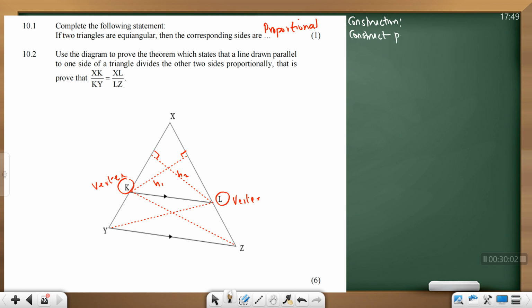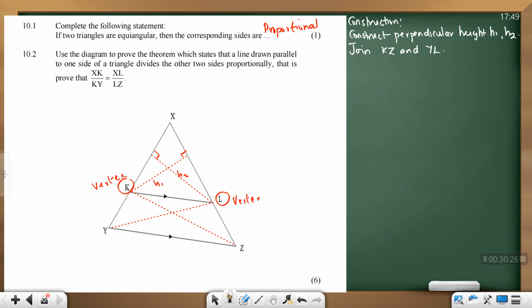Construct perpendicular what? Heights. Don't just say height. H1 and what? H2. What else did you do? Join what? KZ and... Everybody okay there? Good. 1 mark in place.